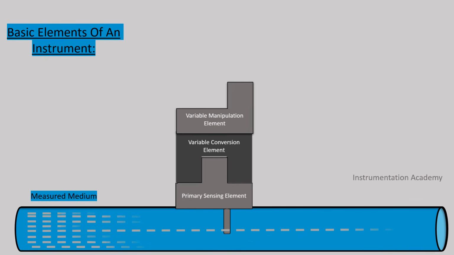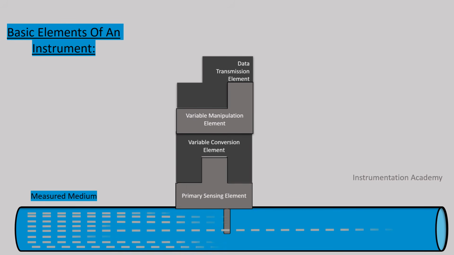When the functional elements of an instrument are physically separated, the data must be transmitted from one to another. The data transmission element performs this function. So now the measuring is done and we need to present the data in a suitable form so that it is easily understood by the observer. For this, the data presentation element is used.